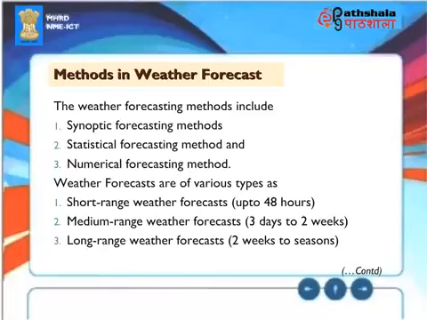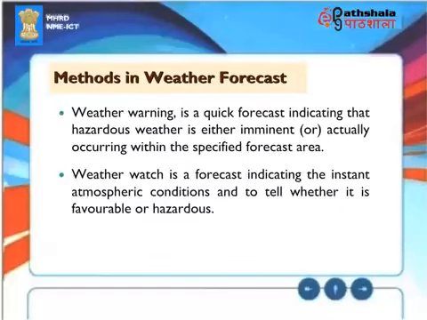Methods in weather forecast. The weather forecasting methods include synoptic forecasting methods, statistical forecasting method, and numerical forecasting method. Weather forecasts are of various types: short-range weather forecasts up to 48 hours, medium-range weather forecasts 3 days to 2 weeks, long-range weather forecasts 2 weeks to seasons.